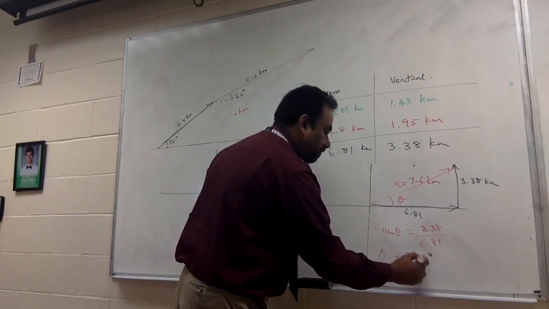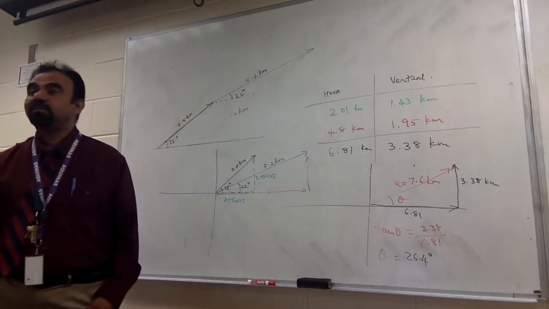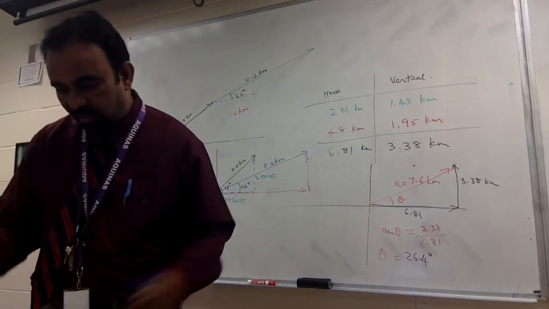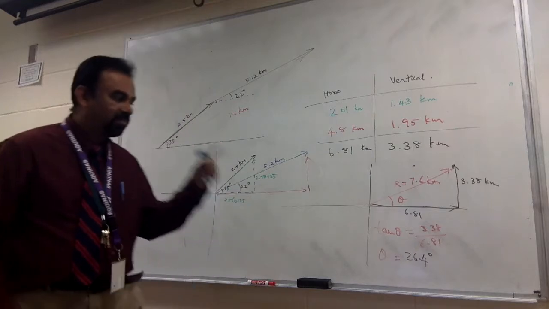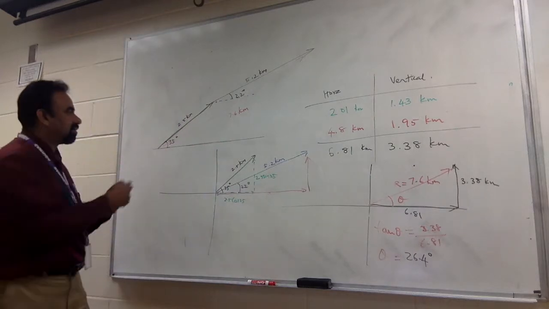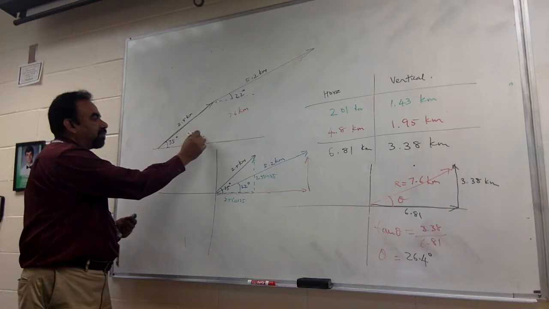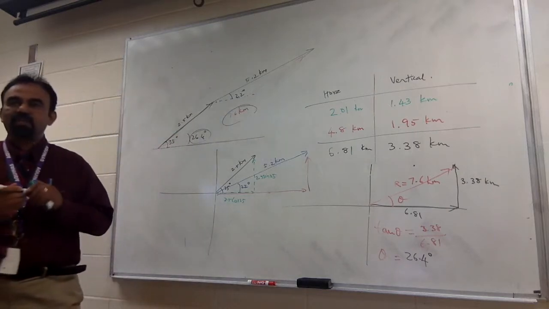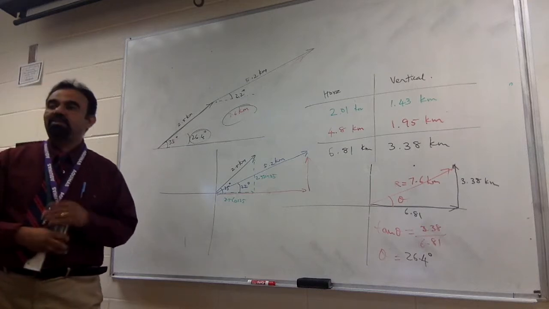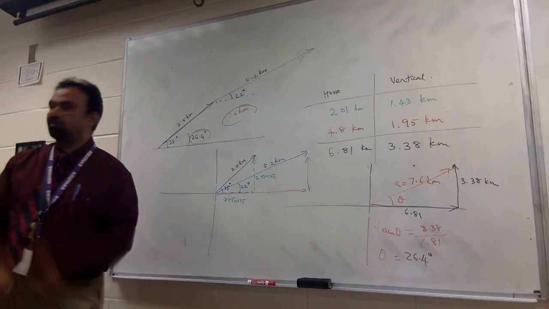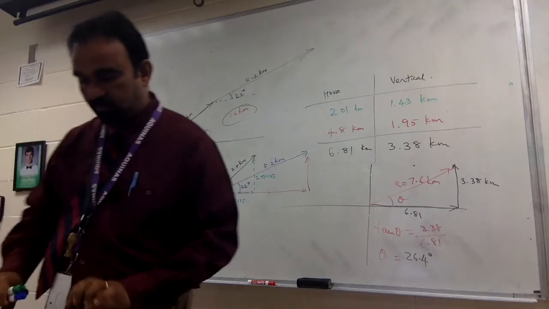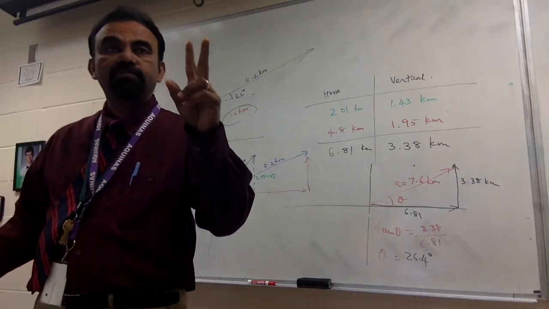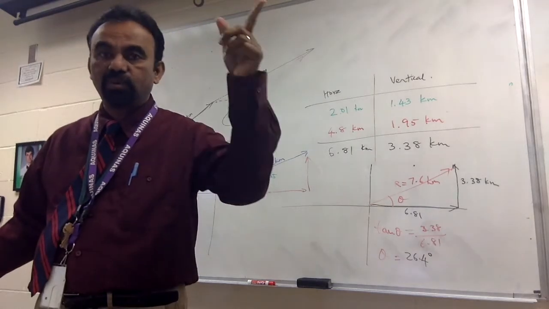26.4 degrees with the ground, right? Since I said to the ground, you can just say 26.4 degrees to the ground. This angle is going to be 26.4 degrees to the ground. So you have the answers: 7.6 kilometers and 26.4 degrees to the ground. The next two, 3 and 4, will be your homework.